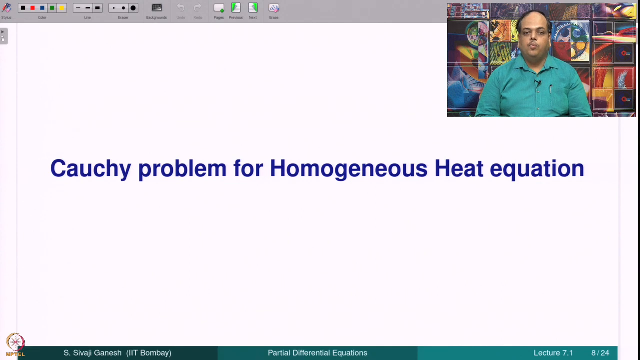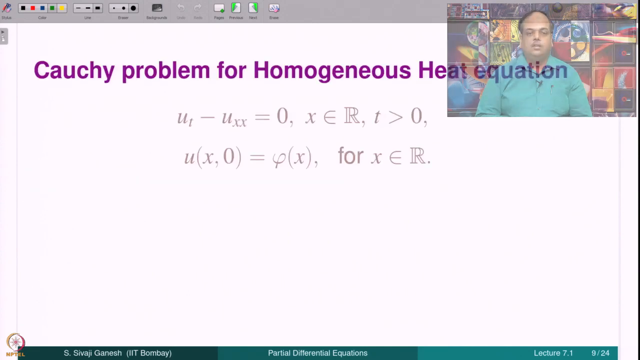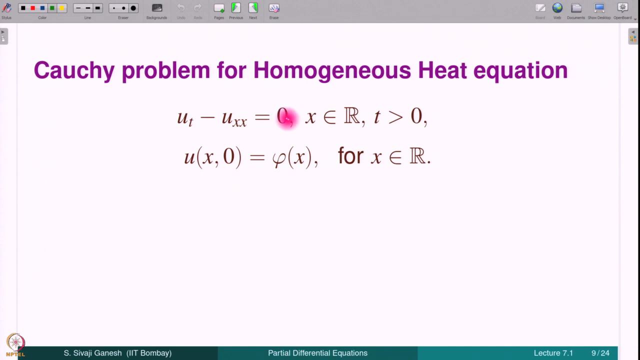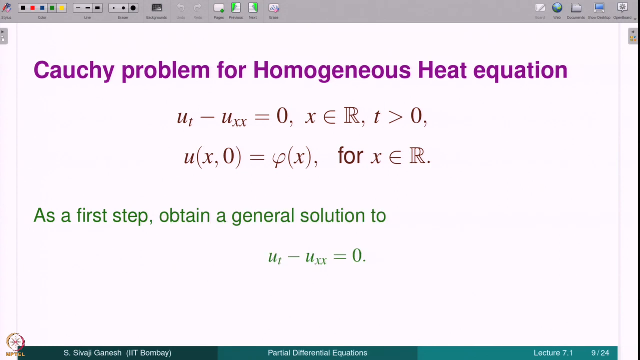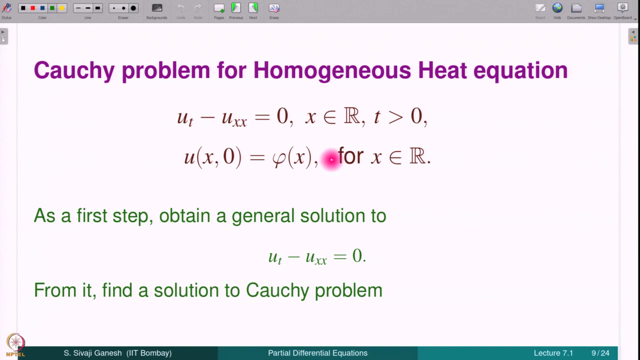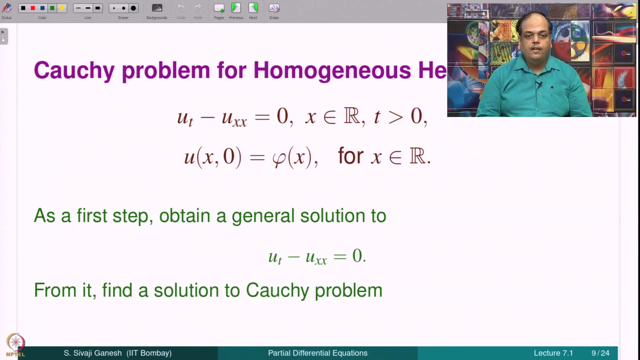So, the Cauchy problem for the homogeneous heat equation, u_t minus u_xx equal to 0 and u(x, 0) equal to phi of x. So, the first step, obtain a general solution to this equation, a solution which satisfies u(x, 0) equal to phi of x, that is the idea.